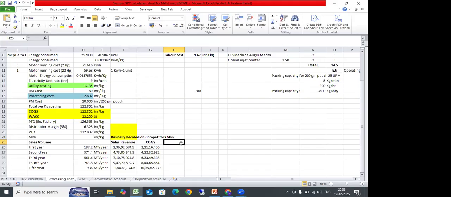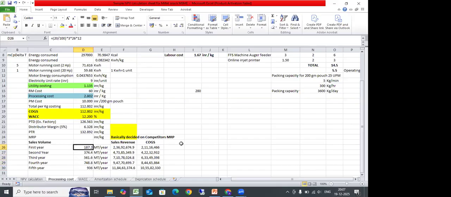See, in this case, what I have factored in, I will tell you. I have factored per kg costing. That per kg costing, irrespective of your capacity, is going to remain the same. And this will reduce year on year. So as I go to the second year, the processing cost will reduce. Third year, it will reduce more. Fourth year, it will reduce further. You are getting me what I'm saying?